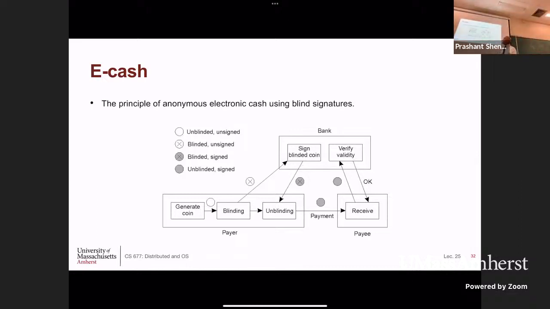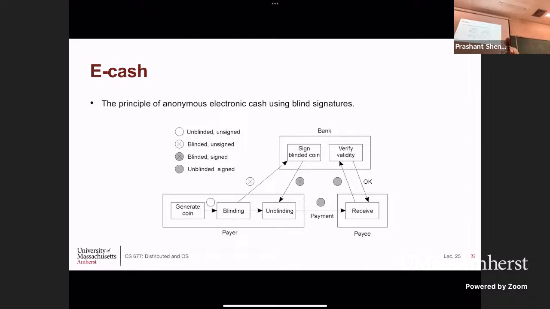So here is what you're going to do. If you're a payer, first you will generate a blank coin. Let's say you want a $10 coin that is sent. So you will generate the coin. The coin has a serial number. It's like a piece of money; all cash bills also have a number on them. So let's say here's $10, and you have a unique sequence number on it.